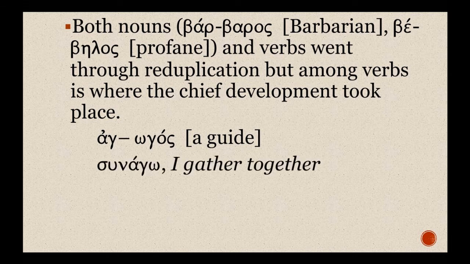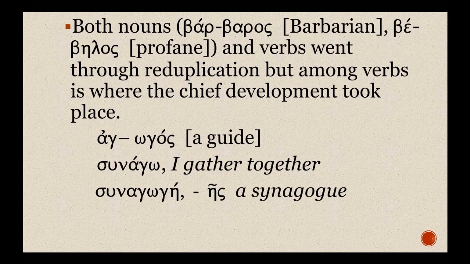Here's another example, a simple form. We have sunago, so that's not reduplicated. This is I gather together. This is syn, together with, and ago, lead, so lead together or gather together. This is the word synagogue, right? So notice we lose the preposition. Here's agoge. Just to tell you, there is reduplication everywhere. It's not just in the perfect tense. You'll find it in other words, but as you learn the perfect tense, you'll be able to point those other terms out.